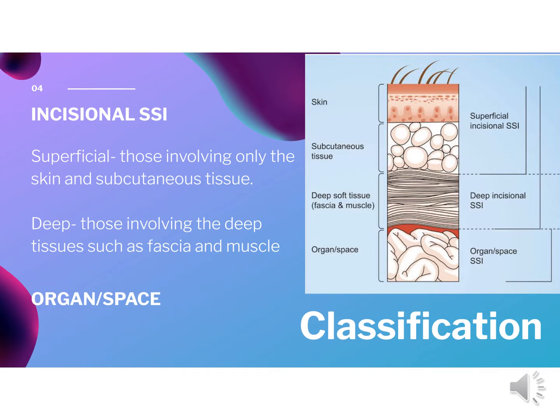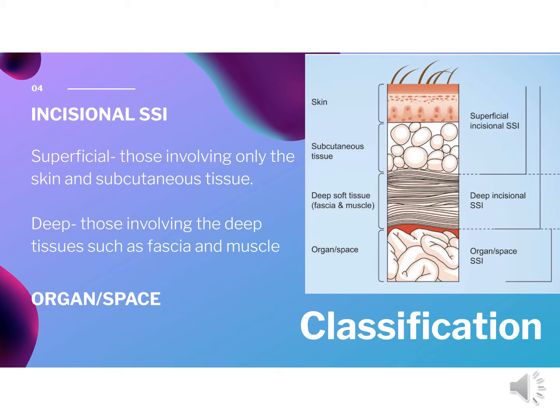So classification of surgical site infection. We have incisional surgical site infection and then organ space surgical site infection. That is the broad classification. For incisional surgical site infection, it is further classified into superficial and deep incisional surgical site infection. The superficial incisional surgical site infection is that which affects the skin and subcutaneous tissue, while the deep incisional surgical site infection is that which affects the fascia and the muscle.